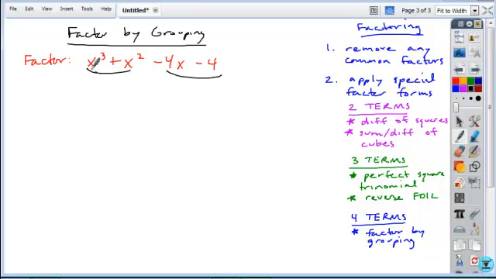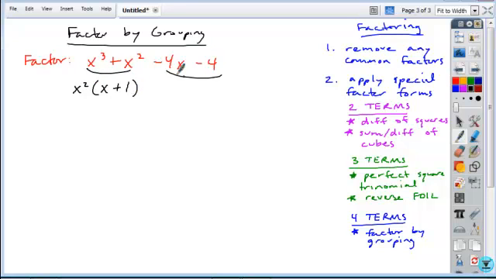So if we look at just this first pair of terms, what common factor can we remove? X squared. And remember, factoring out is kind of like dividing and seeing what's left. So when we divide x cubed by x squared, how many x's are left? Just 1, so x to the first. Plus, when we divide x squared by x squared, what is the value of something divided by itself? 1. So there's what's left in that first group.